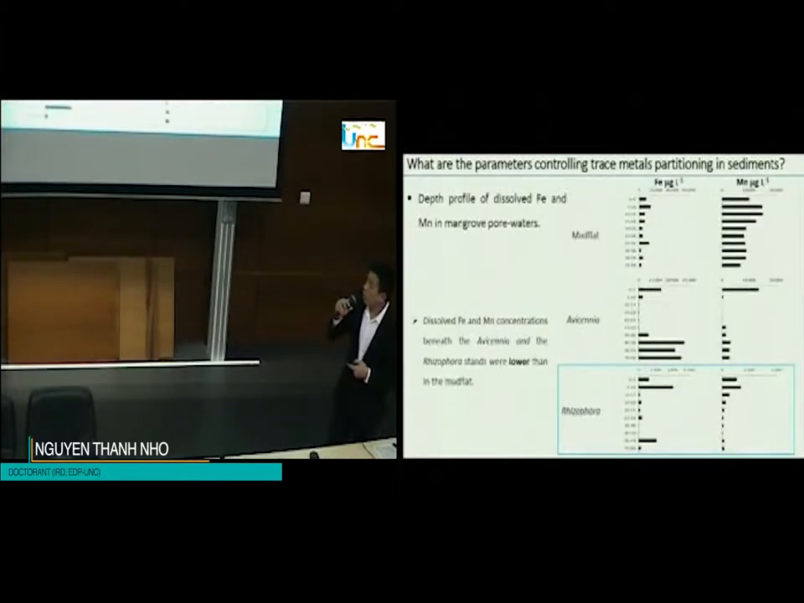This figure presents the depth profile of dissolved iron and manganese in mangrove pore water. We can see dissolved iron and manganese concentrations beneath the Avicennia and the Rhizophora were lower than in the mudflat. This may relate to the precipitation of dissolved trace metal on new bearing phases and mangrove biota uptake or export to the adjacent area.